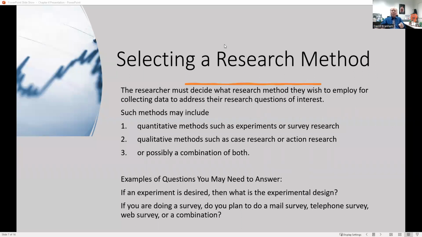So selecting a research method, the researcher must decide what research method they wish to employ for collecting the data to address the research questions of interest. Now, this may be quantitative methods like an experimental design or quasi-experimental design, post facto research. It may be qualitative methods like case studies, or it might be a combination of that. But the important thing is that you select the right kind of methodology.